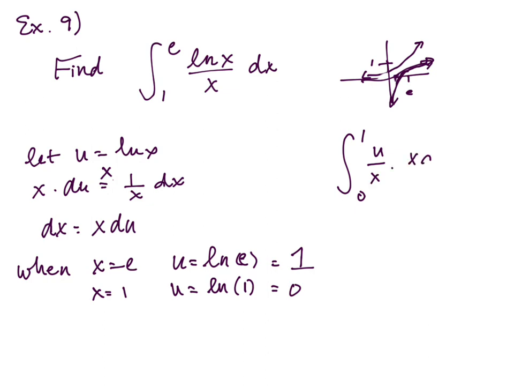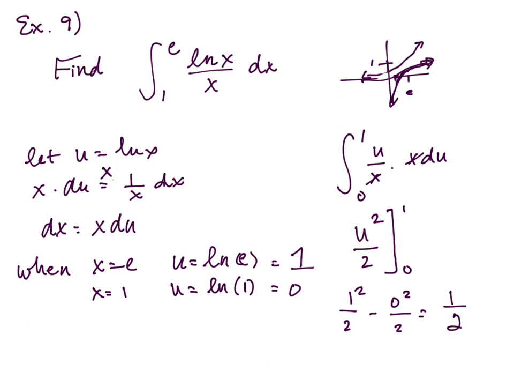times x du. Cancel those. What's the antiderivative of u? U squared over 2, on 0 to 1. So 1 squared over 2 minus 0 squared over 2 is one half. Yay. Nice. We like half.